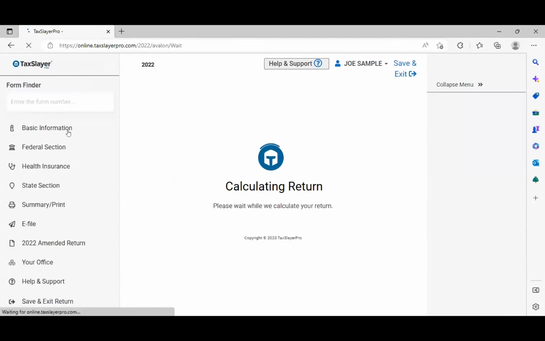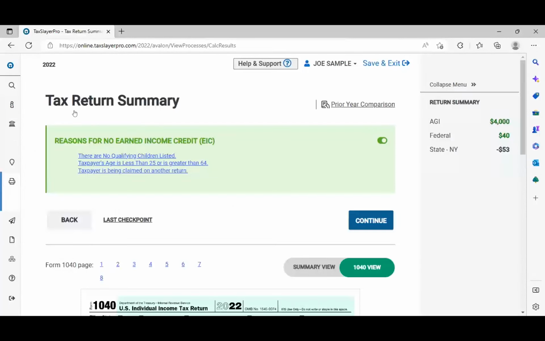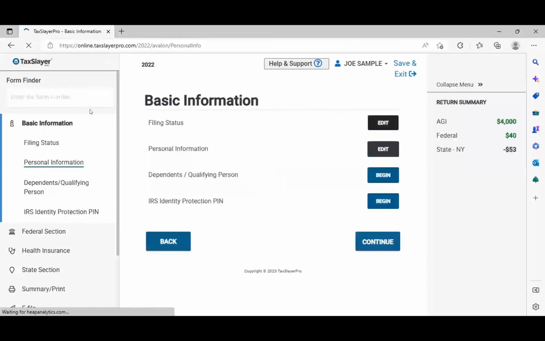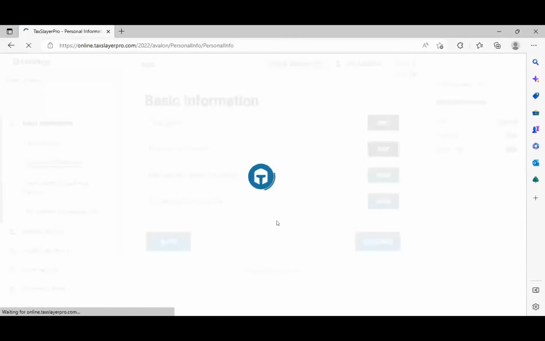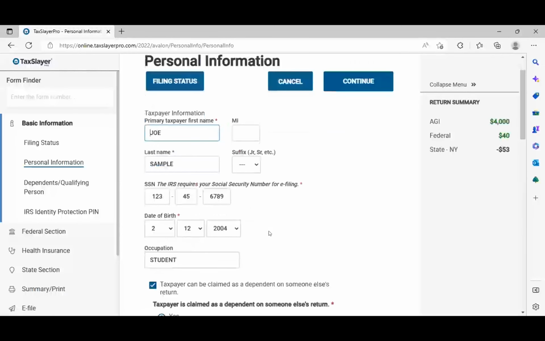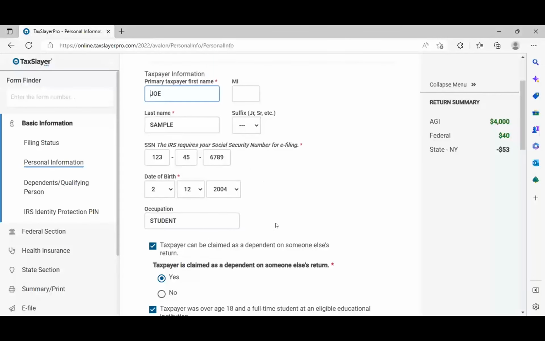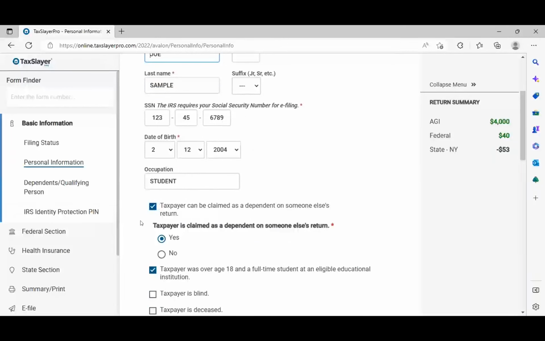Okay, so that's the basic information screen. Let me go back to it one more time. Again, there's personal information there. Let's look at it. Personal information about Joe: his social security number, his date of birth, his occupation. Very important, in this case, Joe can be claimed as a dependent on someone else.